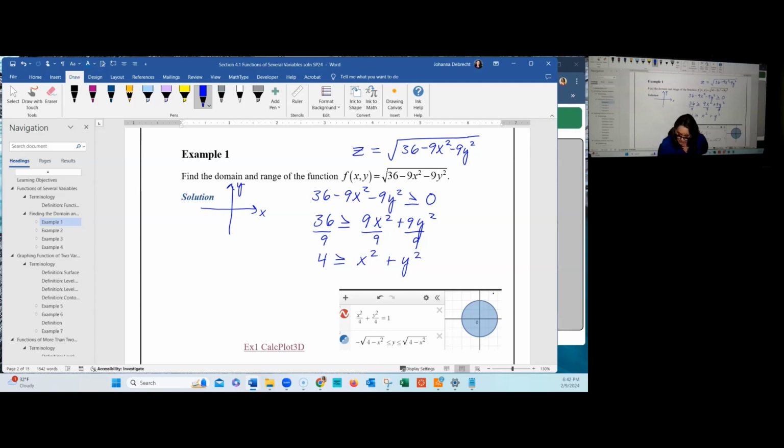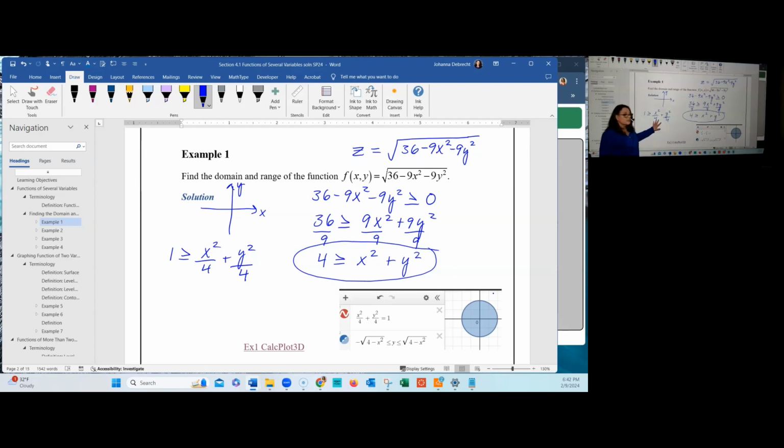You could also rewrite this as 1 greater than or equal to x squared over 4 plus y squared over 4. In this representation on the right, it looks more like the equation of a circle of radius 2, and it is. And the representation on the left, it looks more like an ellipse, where the length of the major axis and length of the minor axis are the same. In other words, it's a circle of radius 2. So whichever one makes the most sense to you, put it in that form.